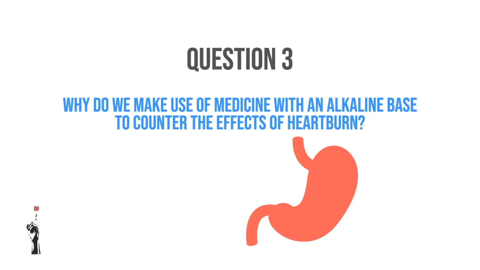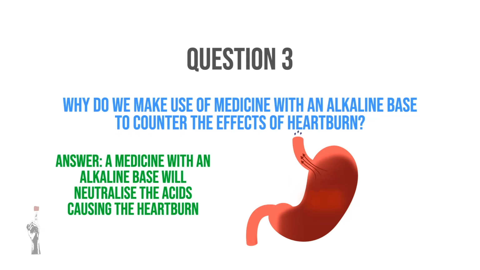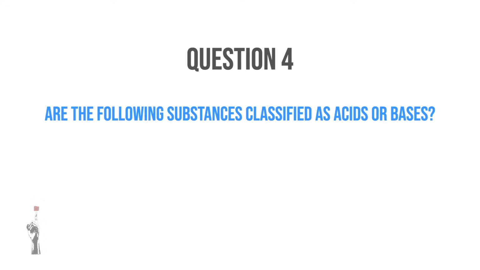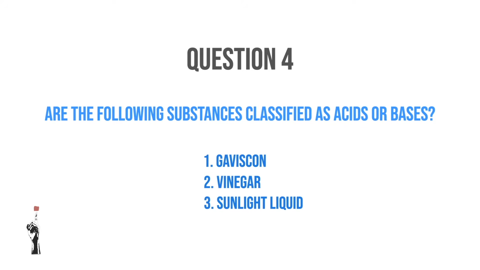Heartburn is caused by having too much acid in the stomach. And how would we neutralize this acid? By adding a medicine that has an alkaline property to neutralize the effects of the acid. Do you think you will be able to classify whether the following substances are acids or bases?